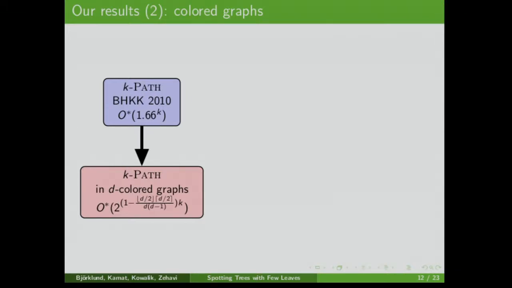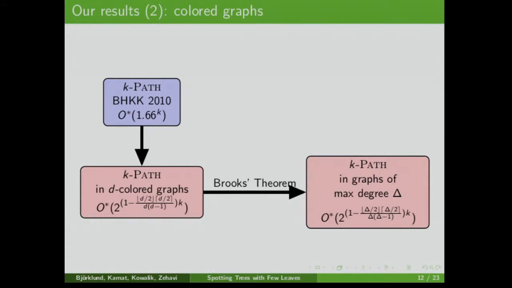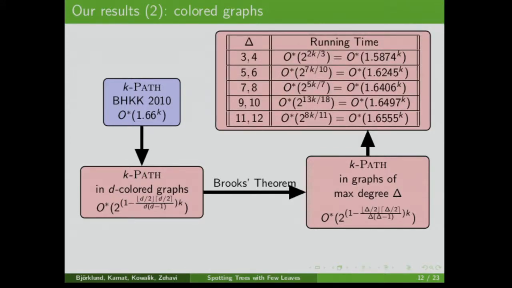One nice thing about this is that there is Brooks' theorem, which tells you that graphs of maximum degree delta are delta colorable, unless they are very special. So immediately this gives you this running time for k-path in maximum degree delta graphs, and this is a table of numbers. For k-path, this improves the state of the art for all of these deltas. And for the special case of Hamiltonian path or Hamiltonian cycle, already for all deltas bigger than 3, this also improves the state of the art.